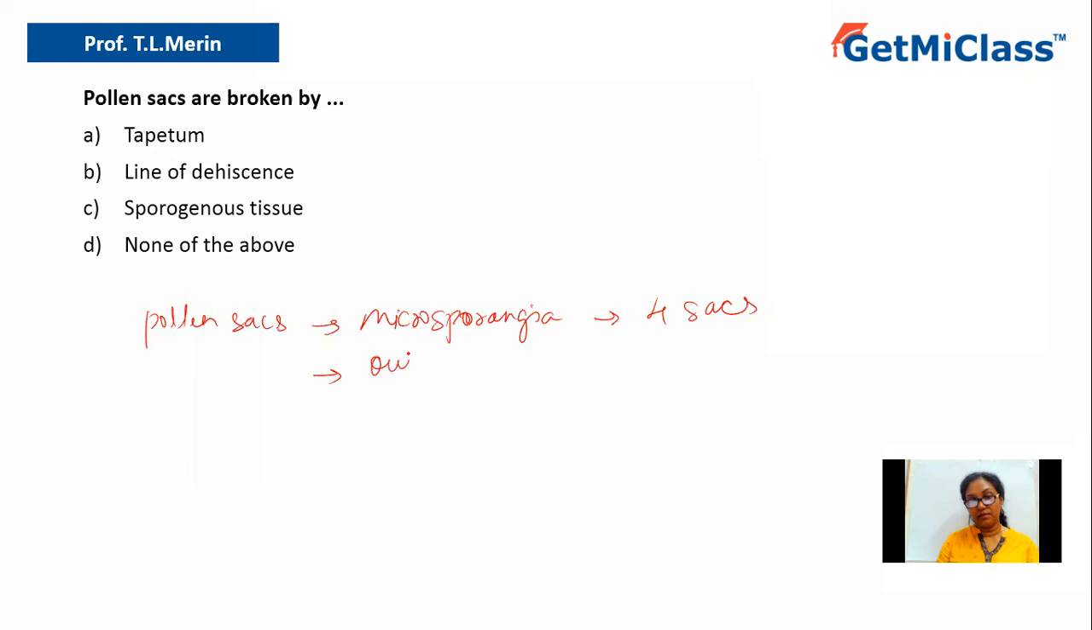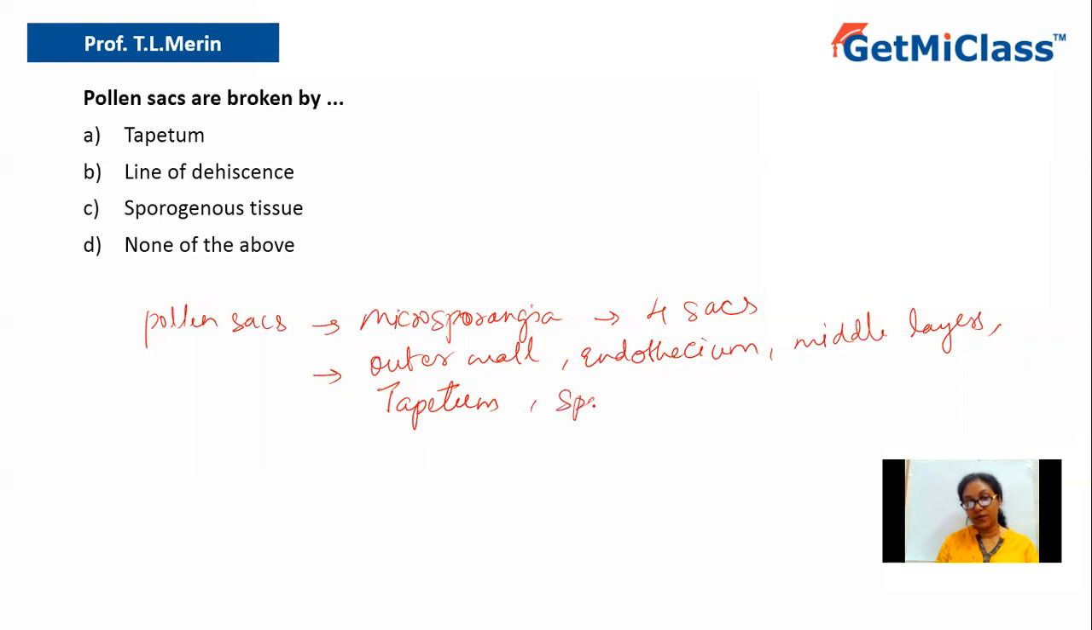You have outer wall. Then you have endothelium, which is made up of single row of cells. Then you have the middle layers, which are protective in nature. Then further, there is a special type of tissue which is called the tapetum. Tapetum is also called the nursing tissue, which will nurse the pollen grains. And deep inside there is sporogenous tissue.